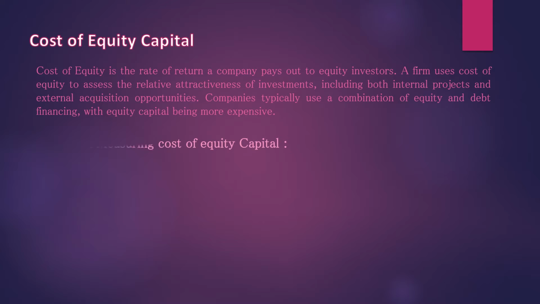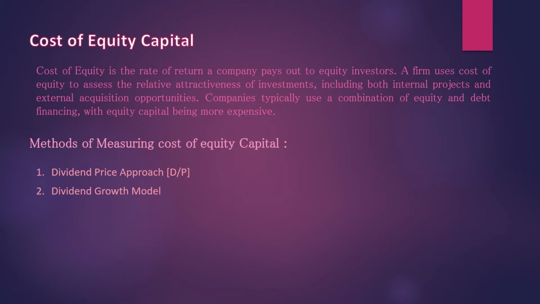There are some methods by which we can calculate cost of equity capital. The first method is the dividend price approach, which is also called the DP approach. Then the second method is the dividend growth model. The third method is the earning price approach, and the last method for calculating equity capital is cost of retained earnings.